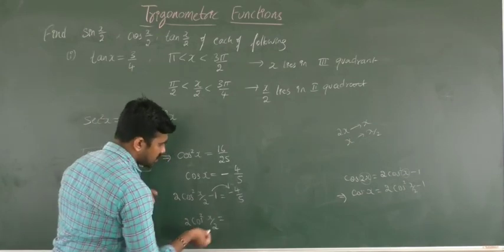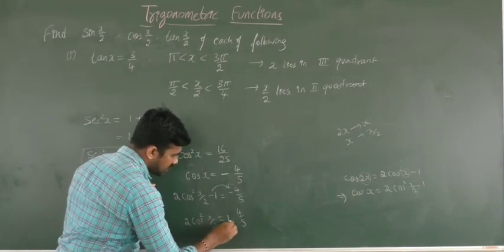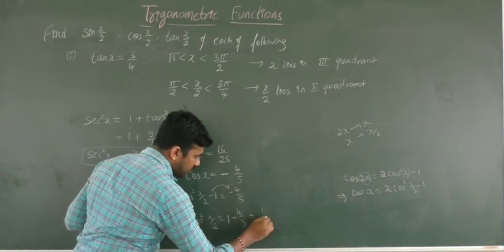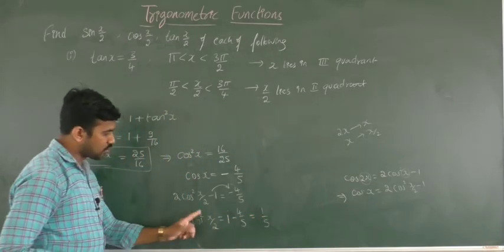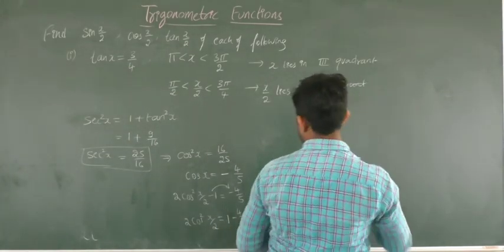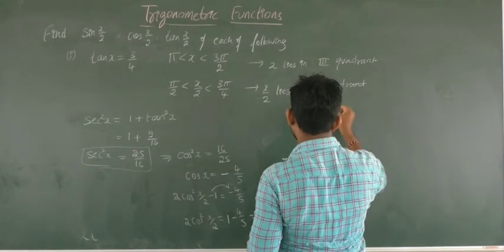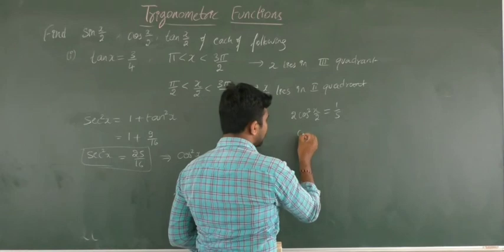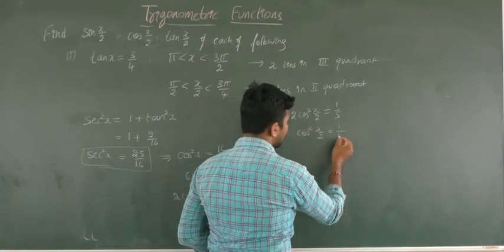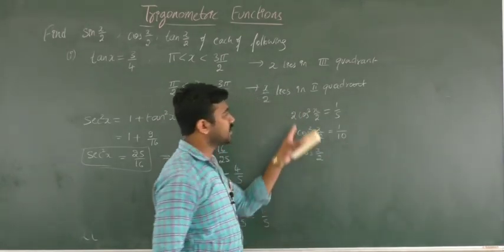2 cos square x by 2 is nothing but 1 minus 4 by 5. Take the LCM. 5 into 1, 5. 5 minus 4 is 1. 1 by 5. So 2 cos square x by 2 is nothing but 1 by 5. So by this we can say cos square x by 2 is equal to, cross multiplying, 1 by 10. Cos x by 2, again see x by 2 lies in the second quadrant.